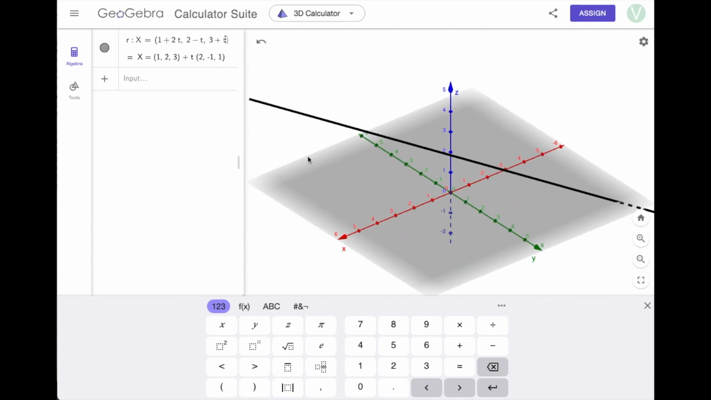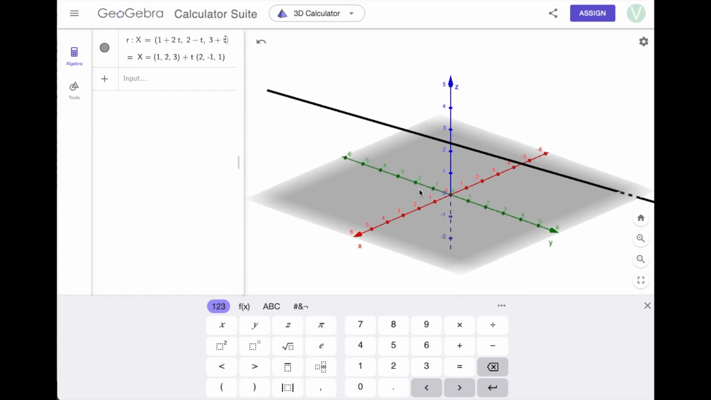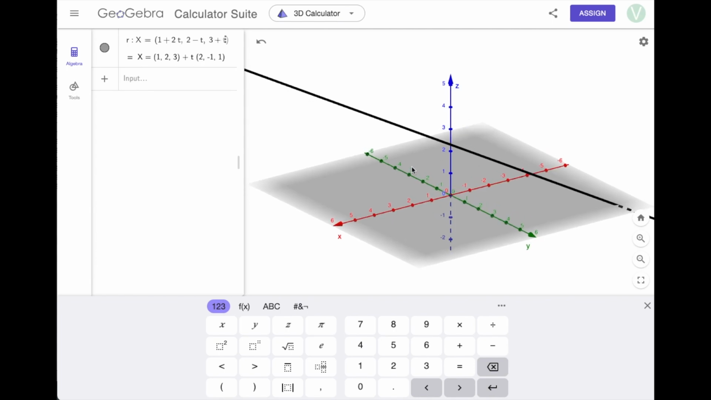And actually, this does seem to be pretty consistent with where our line was headed in the first place. We had a point at (1, 2, 3), so 1 in the direction of x, 2 in the direction of y, and 3 in the direction of z, and then we were headed off in this direction. So this looks pretty close to what we had in our drawing.